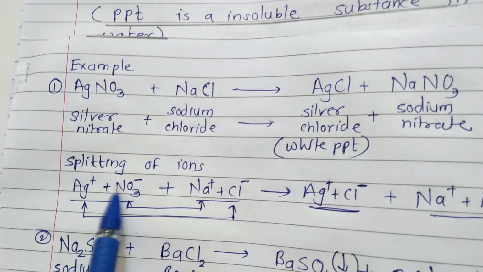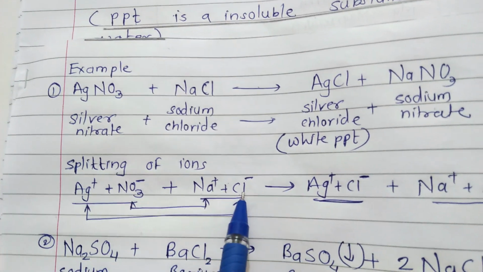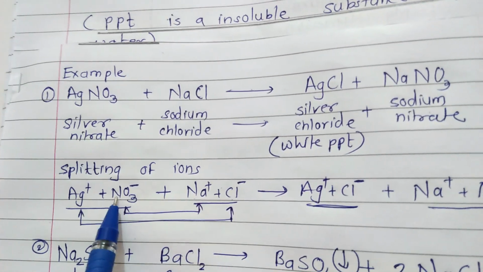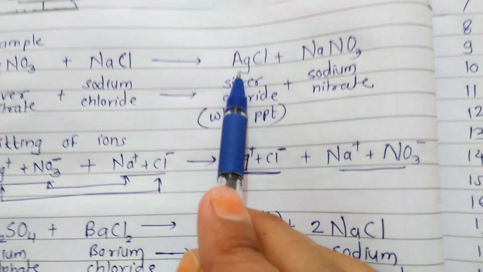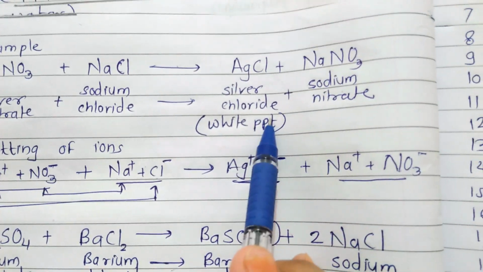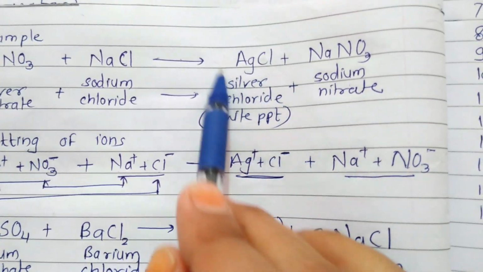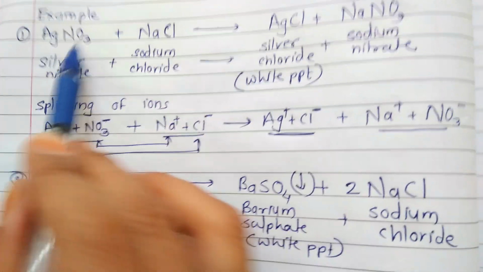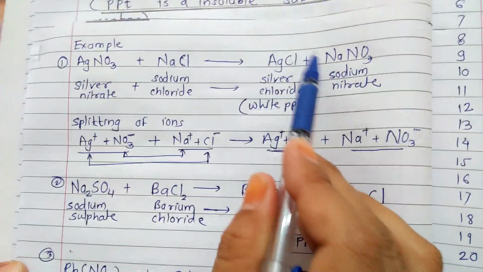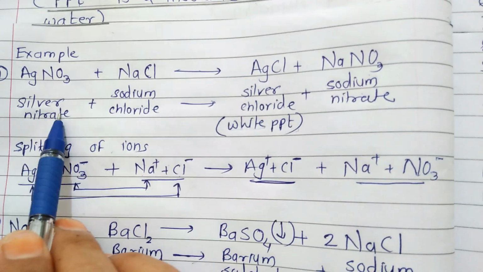Now there is an exchange of ions between these two reactants. Ag plus combines with Cl minus and Na plus combines with NO3 minus, forming two compounds, AgCl and NaNO3, in which AgCl is in the form of a precipitate, and the color of this precipitate is white. So there is an exchange of ions between the reactants to form two products, and one product is a precipitate. So this reaction is called a double displacement or precipitation reaction.